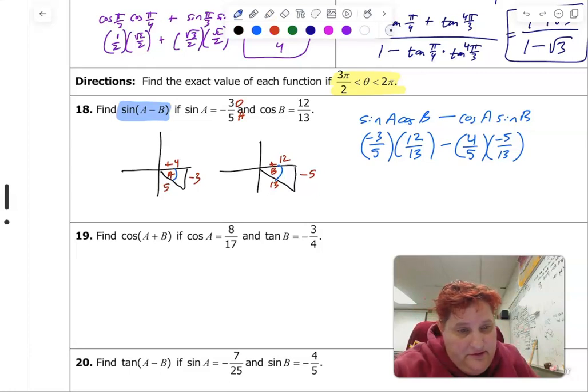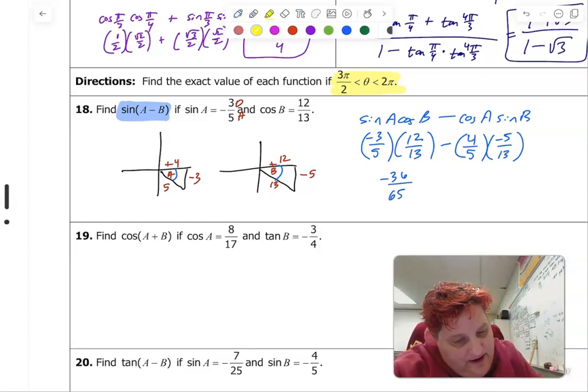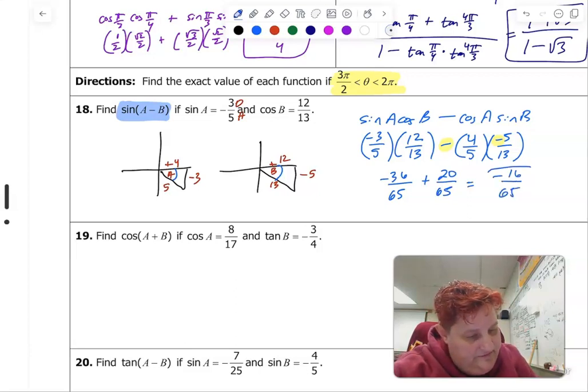Now if you wanted to do this by hand, this would be negative 36 over 5 times 13 is 65. And then right here I have minus negative, so it's going to be positive 20 over 65. So this is going to be negative 16 over 65.